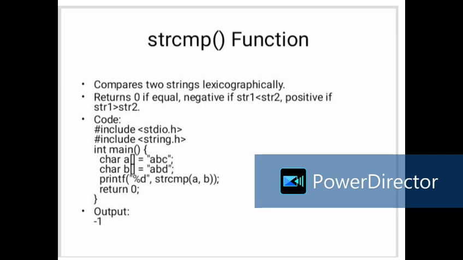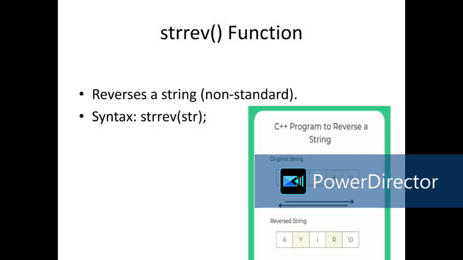strcmp compares two strings lexicographically. If the strings are equal, it returns 0. If the first string is lexicographically smaller, it returns a negative value. And if it is larger, a positive value. In this case, apple is smaller than banana, so the result is negative.